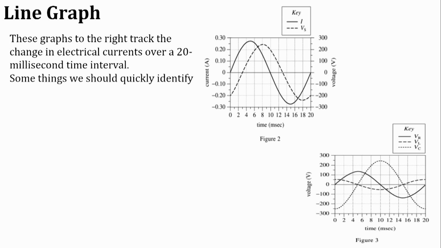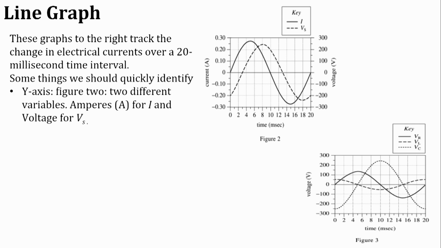Here are some things that you should identify quickly when you get a graph. You always want to look at the variables first, or the axes first, sorry. So I'm going to look at the y-axis. For the y-axis on figure 2, kind of confusingly, there's actually 2 variables.